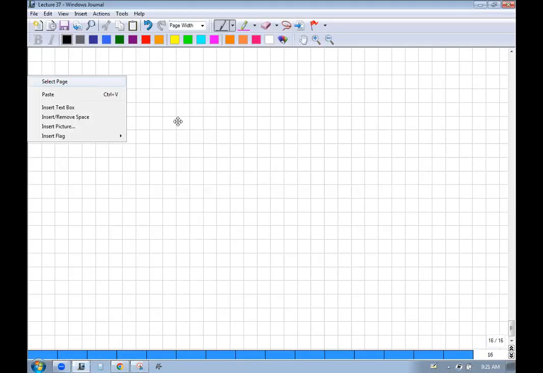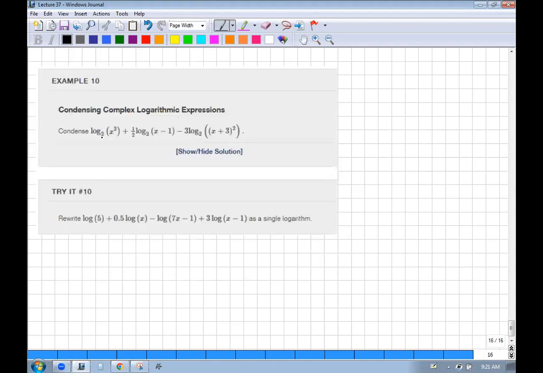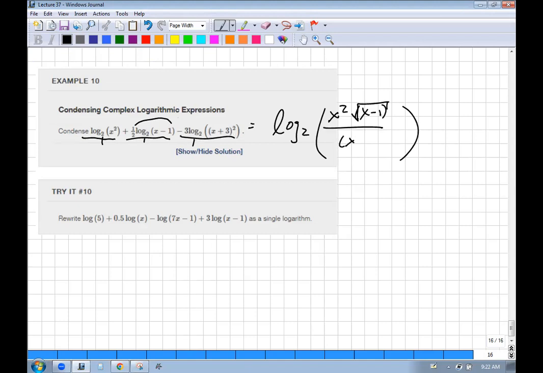All right, now these are all log base 2. So we can combine these into one big log base 2. This one's positive, it goes on top. This one's positive, it goes on top, x minus 1, and this can be written as an exponent. This one's negative, so x plus 3 goes on the bottom. If you square something and cube it, that's the 6th power. So x plus 3 squared, and then cubed is the 6th power.